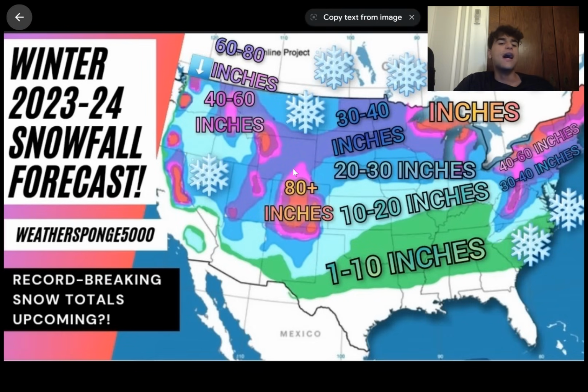So here is my overall snowfall forecast for this winter, the winter of 2023 and 2024. In the area shaded in red, you should expect over 80 inches. And in a lot of these areas shaded in red, it's very typical for those areas to receive over 80 inches of snow.